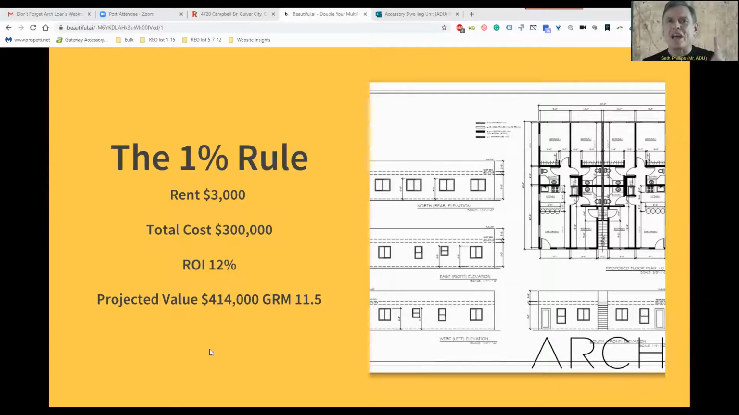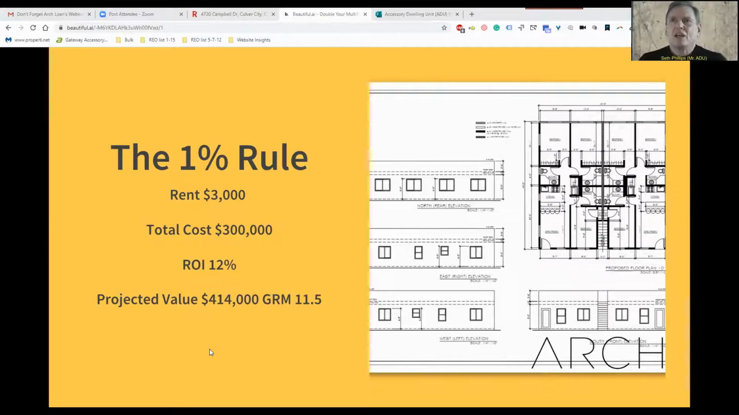There's no land cost. And what is the biggest cost of any investment property? The land. The land, particularly in Southern California. Our dirt is really expensive. So when you take that out of the equation, the numbers just are astronomical.